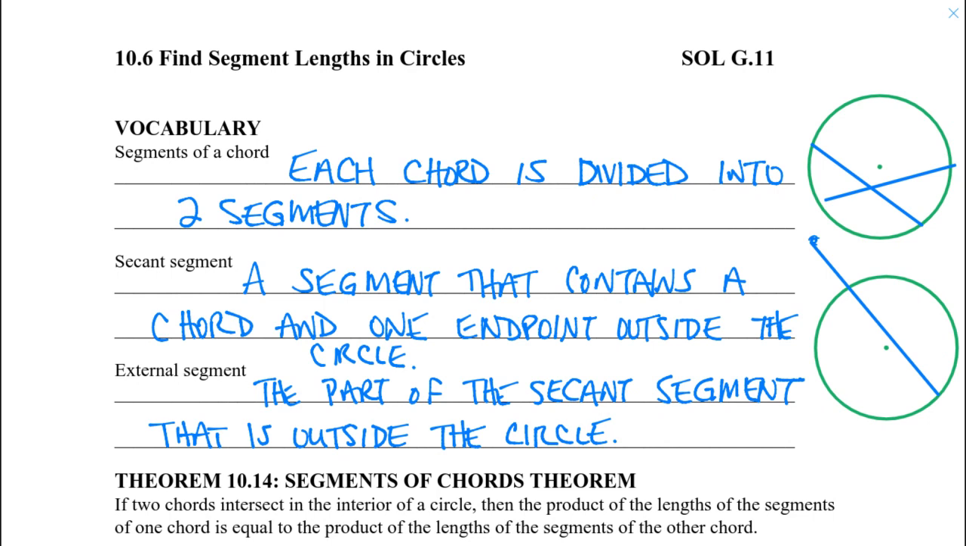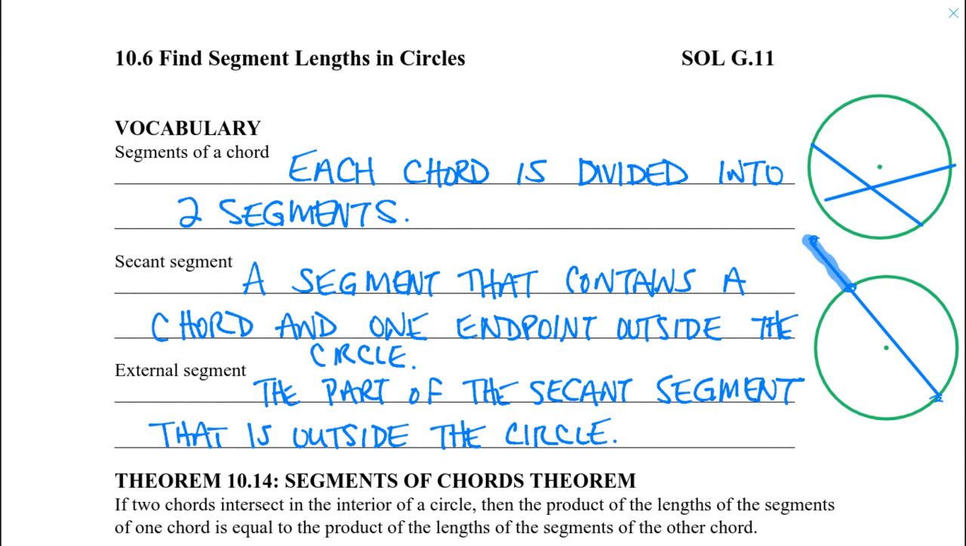So when we look at that, we have the chord, which is the part that basically goes from side to side, and then we also have this piece on the outside. That piece on the outside is what we call the external segment. That's the part of the secant segment that's outside the circle. Or in other words, that's this portion right here.